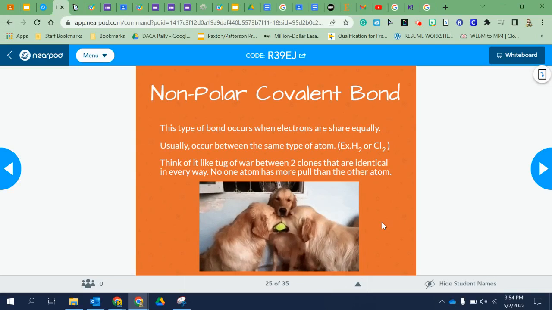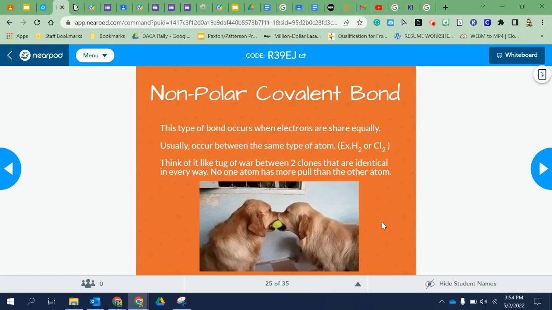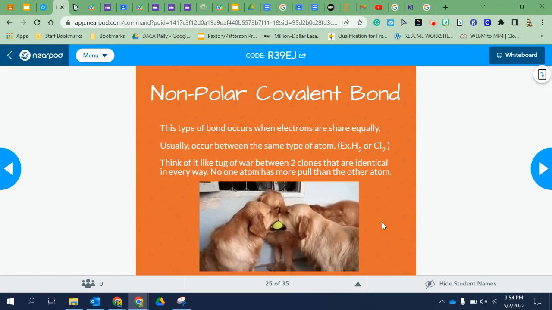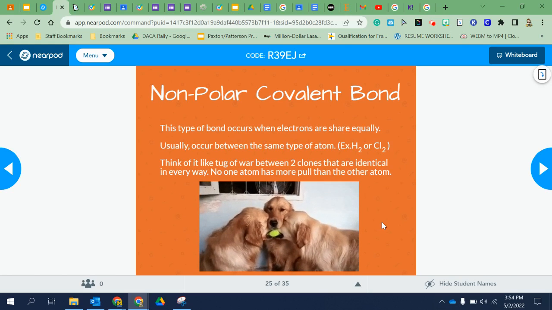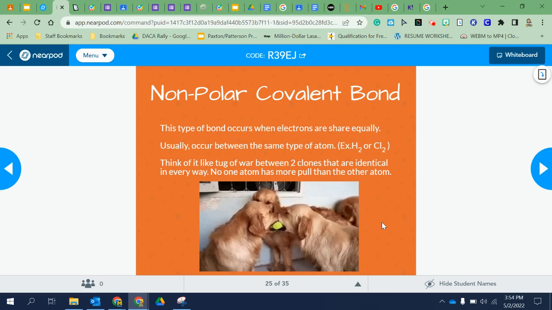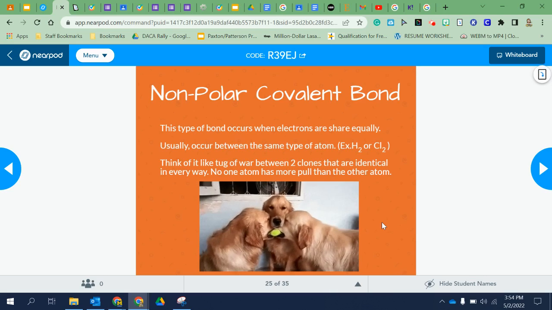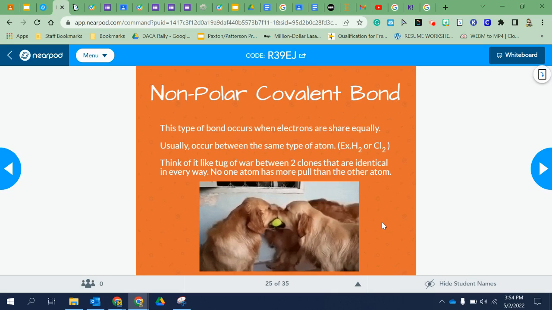All right, so a little bit more about nonpolar covalent bonds. Remember, this type of bond occurs when electrons are shared equally. So usually it's going to occur between the same type of atom. So again, think of this as like two twins or two clones playing tug of war. Remember, electronegativity means that they want electrons. But if they're the same atom, then they have the same type of electronegativity.